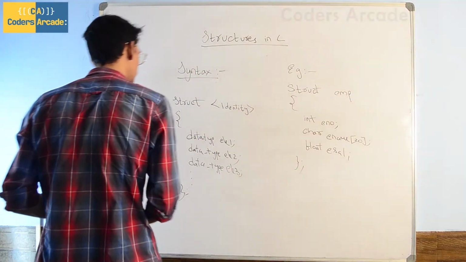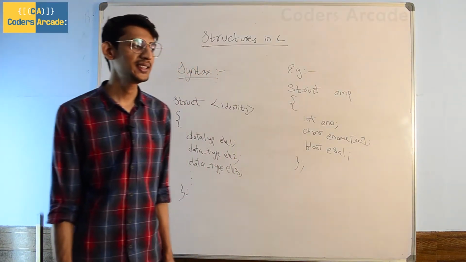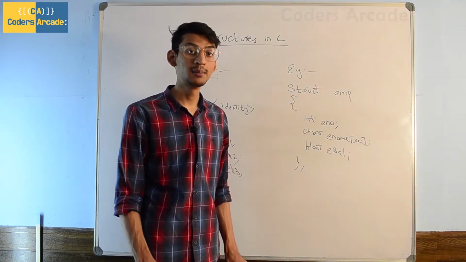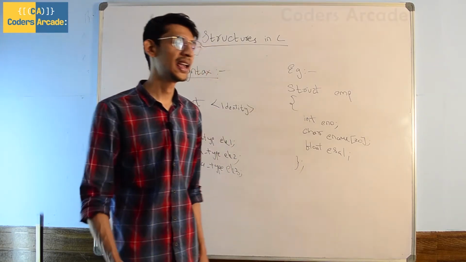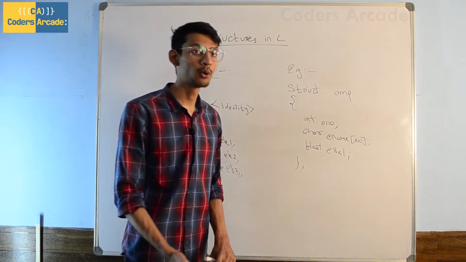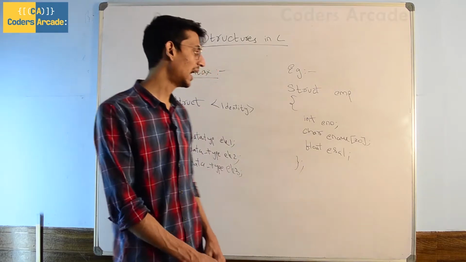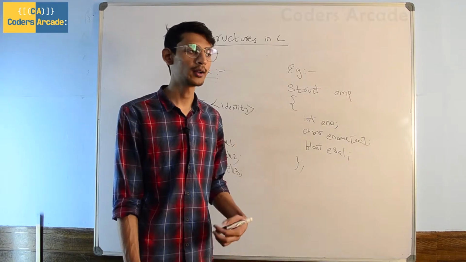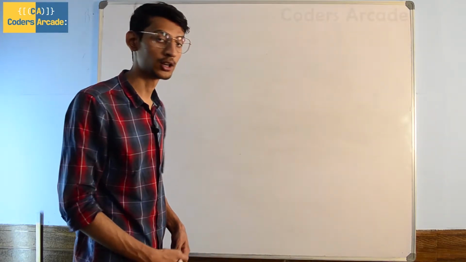So why do we use structures? Unlike an array, which holds n number of elements of similar data type, that is, they have to be homogeneous in nature, an array can't store a student data type or an employee data type and so on. So for that purpose, we have structures. You can't create a student data type or an employee data type using anything but structures. Now let us see how we declare our structure inside our main function.